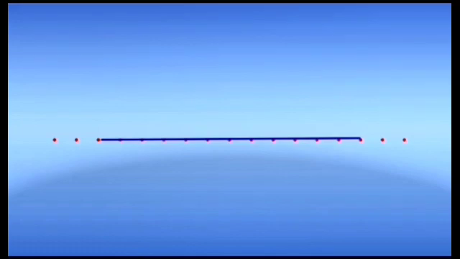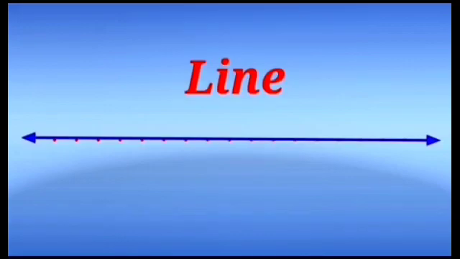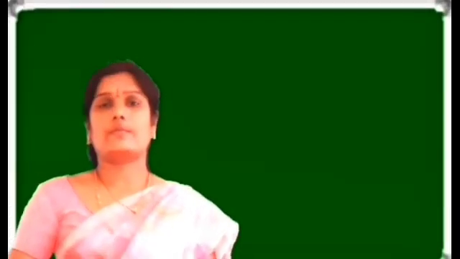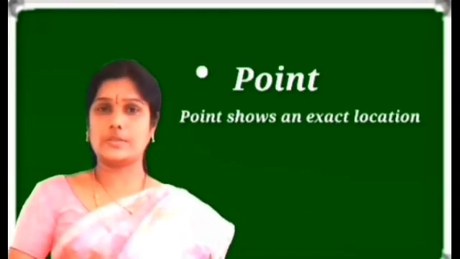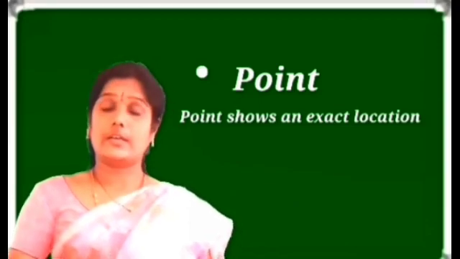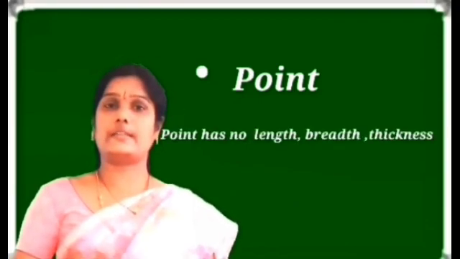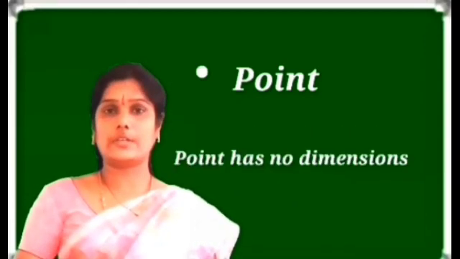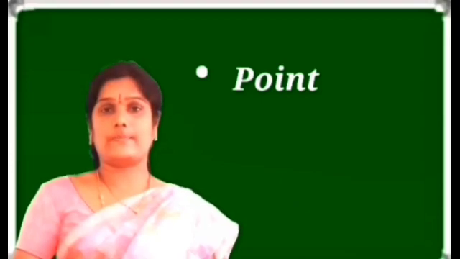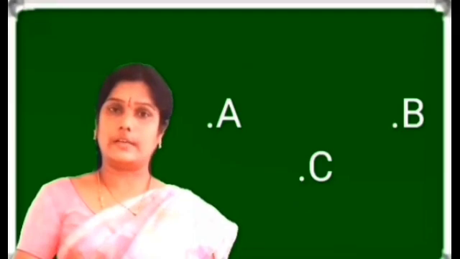Shanmika replied, Brother, it is a straight set of points that extends in both directions and is called a line. See here. What did you notice in the story? We noticed point. Point shows an exact location. It has no length, breadth or thickness. Point has no dimensions. See here, the points are represented with capital letters.